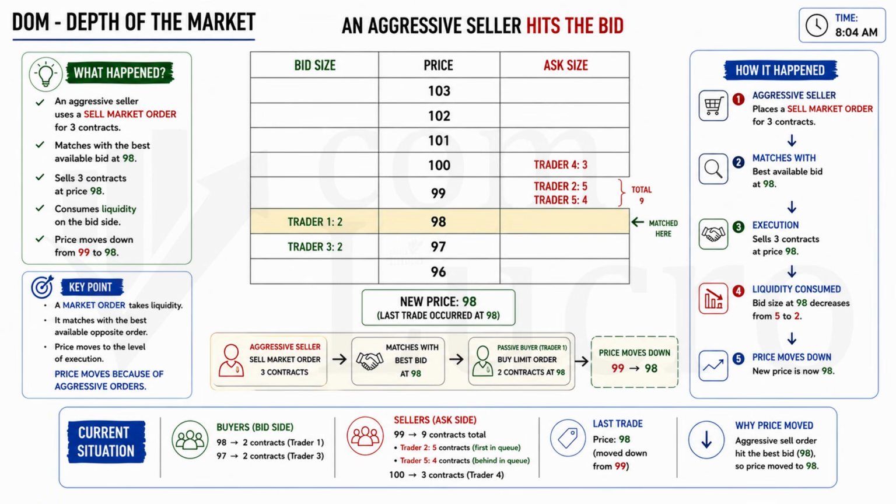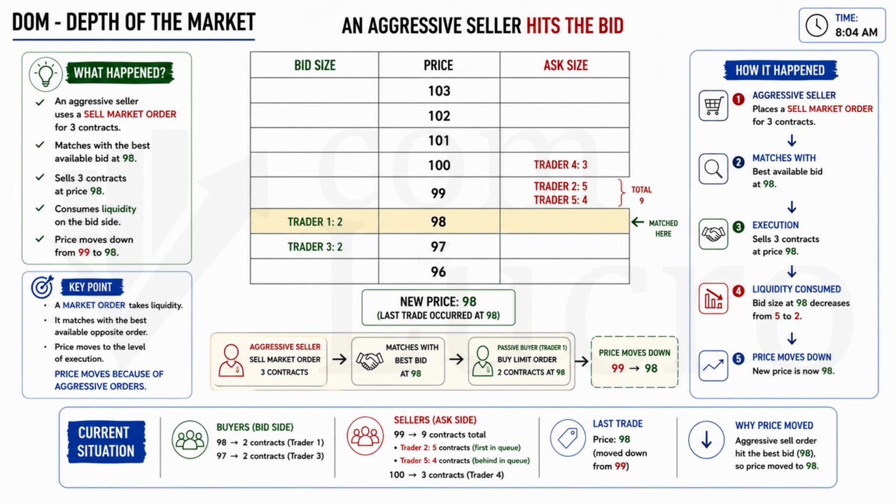Now, an aggressive seller enters, causing the price to move. The current price is 99 because that's the price at which the most recent trade occurred. The aggressive seller wants to sell 3 contracts using a sell market order. Remember, the sell market order pairs with the first available bid from a passive buyer. In other words, it matches with the first available buy limit order on the bid side.